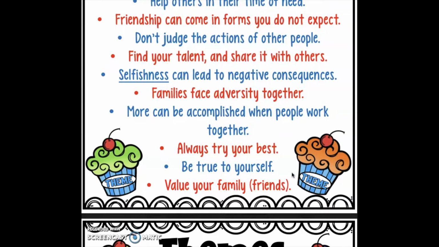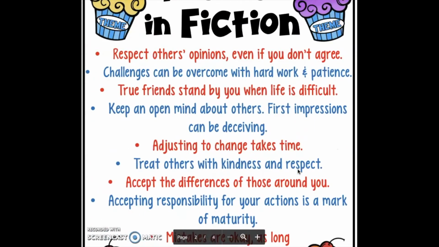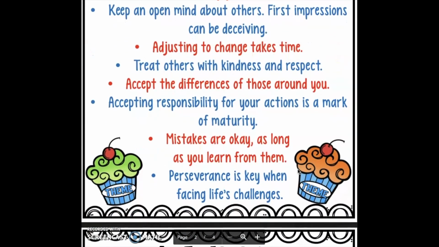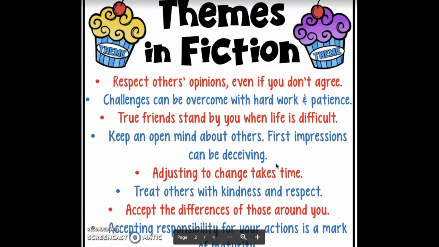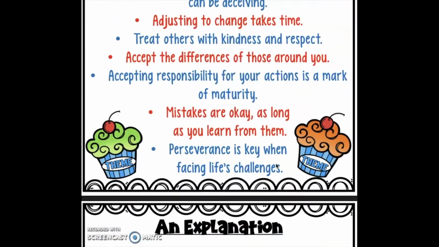You see how these could be very similar to the morals that we used in writing fables? They're very, very similar. Other examples might be a little longer, like mistakes are okay as long as you learn from them. That kind of sounds like mistakes happen, we can fix them, right? That's also a theme. So all of these can be applied to different stories.